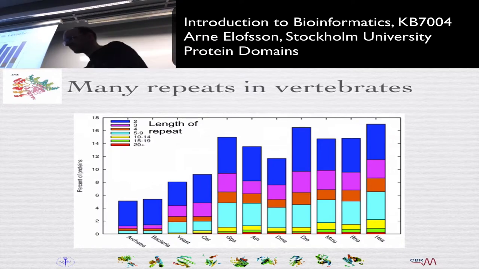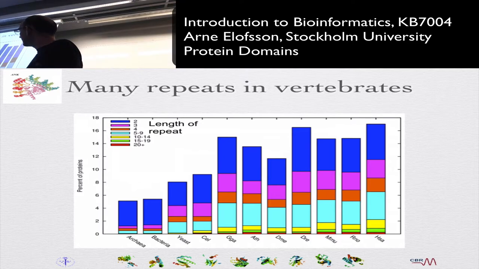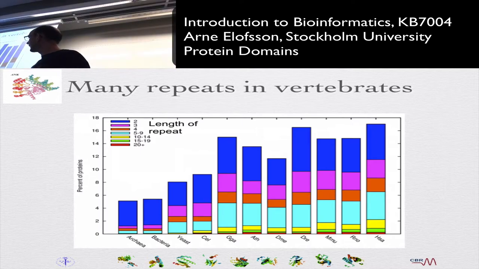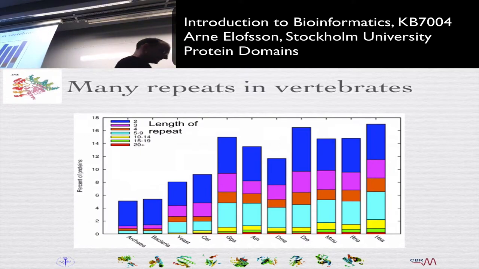in the protein or in the gene, you can see this for archaea, bacteria, yeast, and different types of animals, or even plants: C. elegans, Gallus, I guess it's chicken, Arabidopsis, and Drosophila, mouse, rat, and human. So first you see that in the archaea and bacteria, it's only about 5%, while in the eukaryotes it's higher. In C. elegans and yeast it's actually only 8-10%, while it's 50% in other animals.